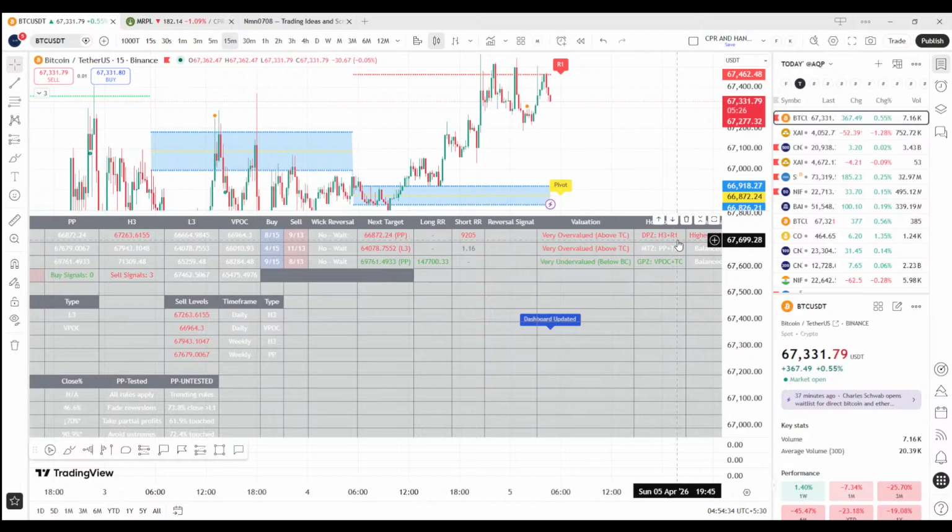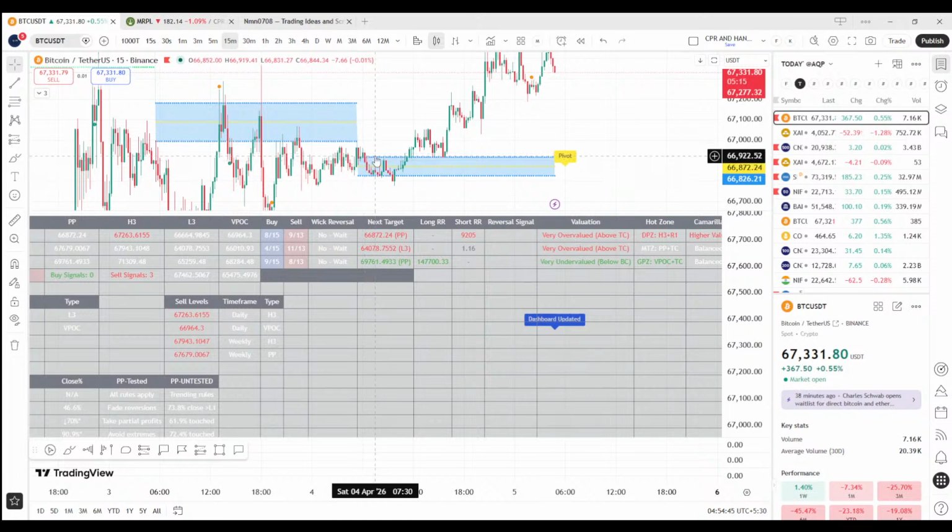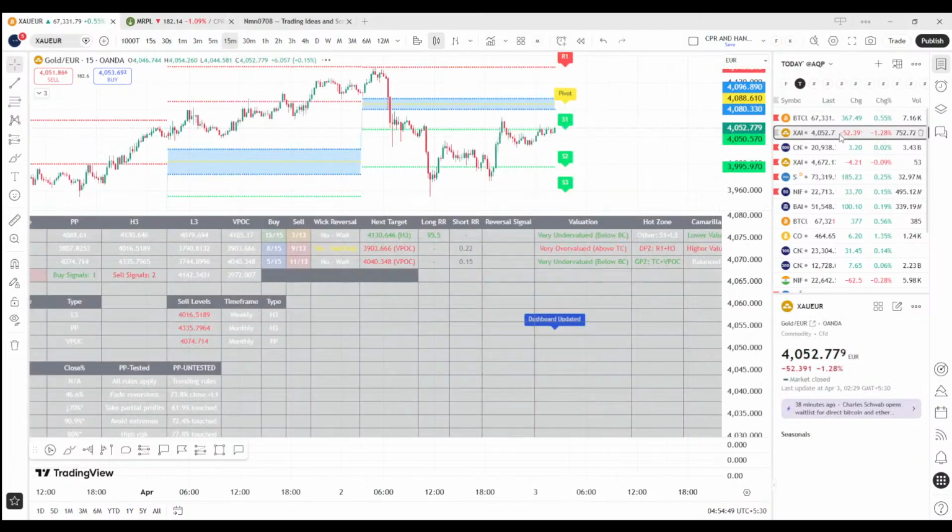Where is the hot zone? Hot zones are the zones where the most consolidation part of the day happens. So see, PP and TC was also the hot zone. This PP to TC here also. See, this is how you do it, guys.